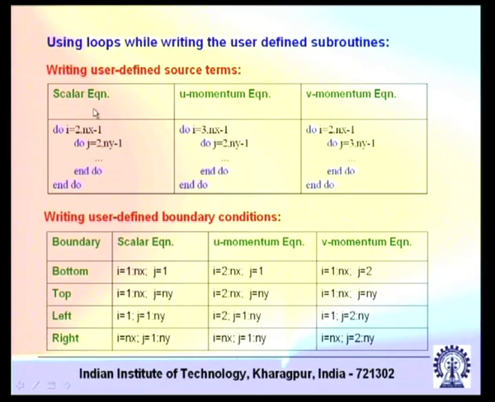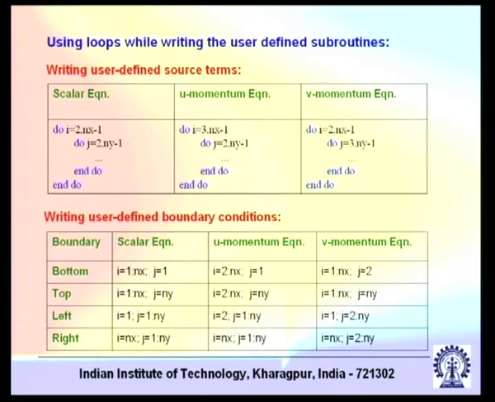If you have a scalar equation, the source terms are defined for only interior grid points, not the boundary points, because source terms are for control volumes, and boundary points do not belong to any control volumes. That is why you see that I starts from 2. In the scalar equation I starts from 2 and ends with nx minus 1. So it ensures that it is only for the interior grid points.